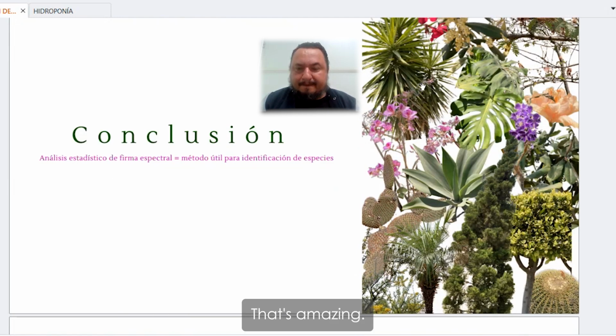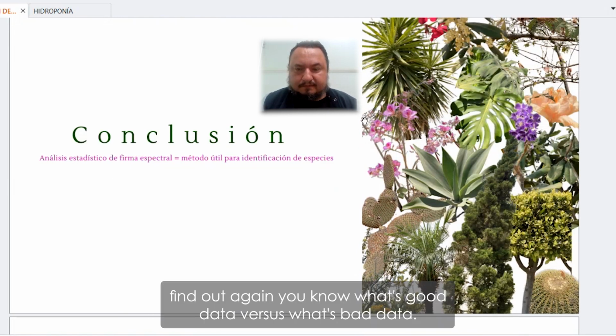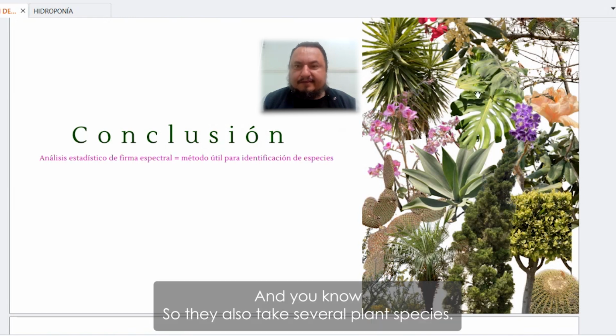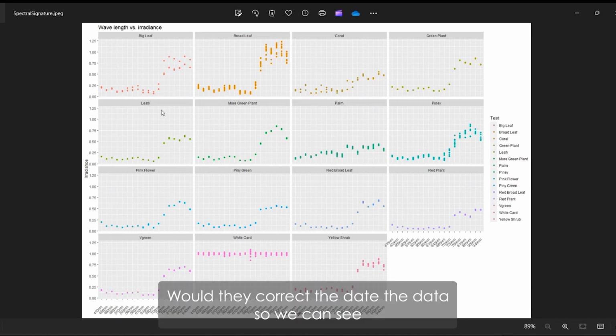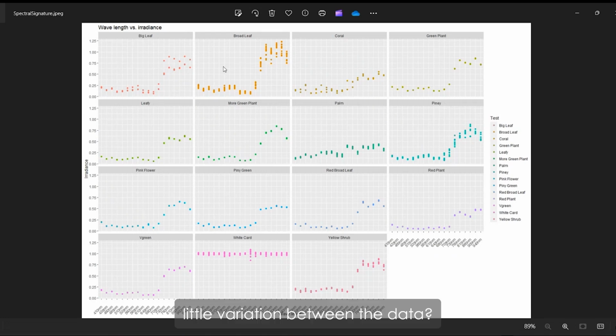Absolutely, that's amazing. And it's great to find out again, what's good data versus what's bad data. So they also take several plant species, but they corrected the data, so we can see little variation between the data.